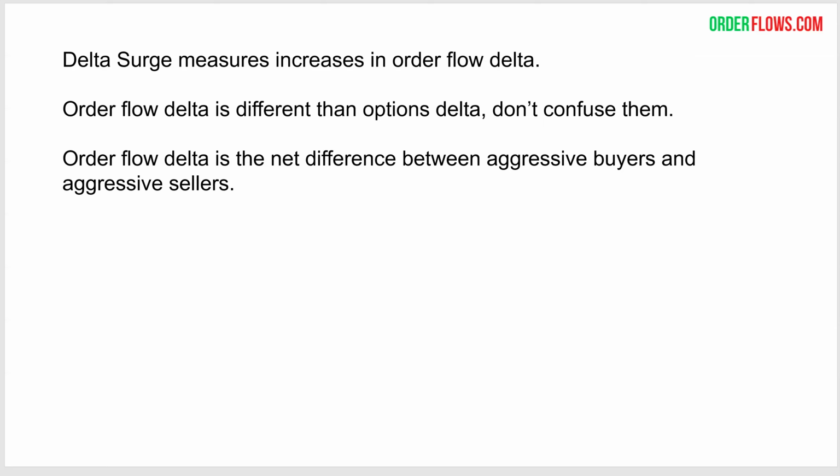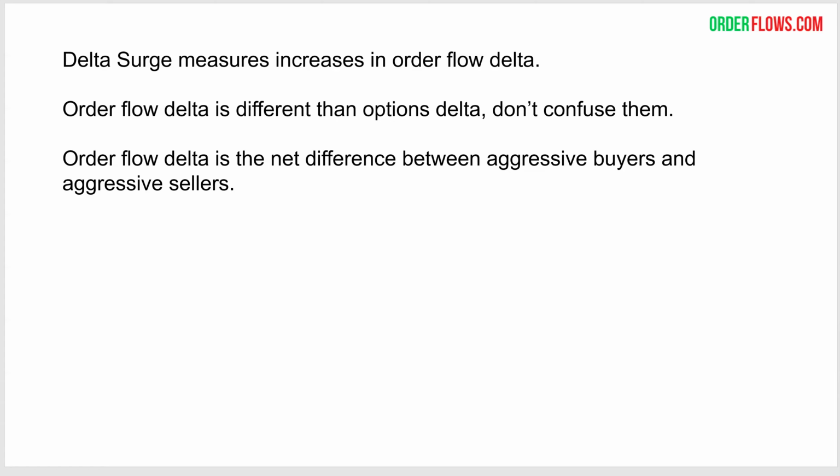And people hear the term delta in regards to trading, and order flow delta is different than options delta. Don't confuse them, right? Order flow delta is a net difference between aggressive buyers and aggressive sellers, versus delta in reference to options, which is different. Delta measures the sensitivity of an option's theoretical value to a change in the price of the underlying asset. That's completely different than order flow delta.